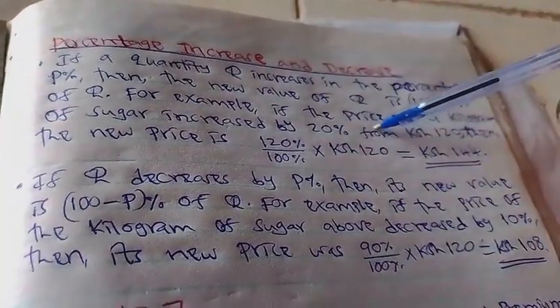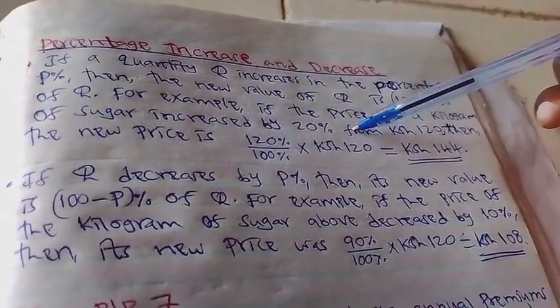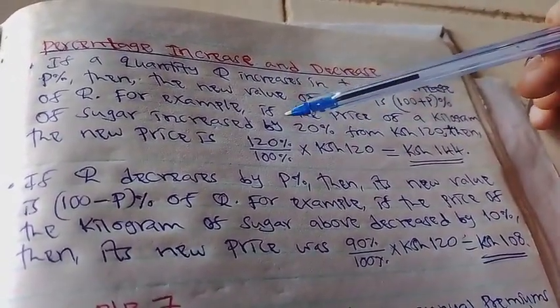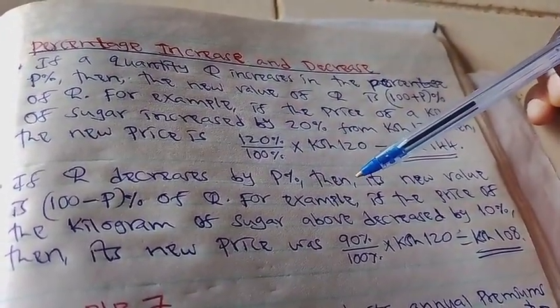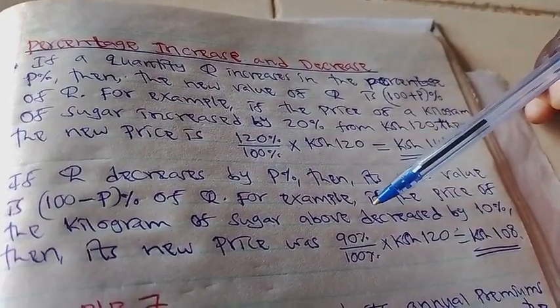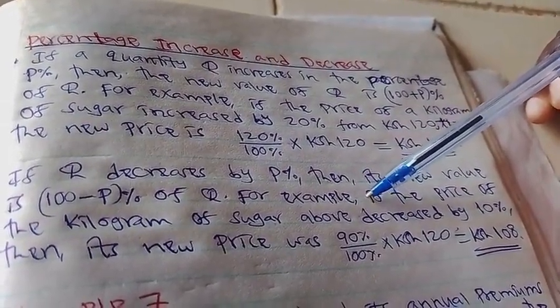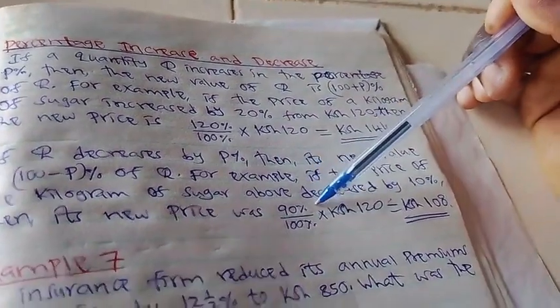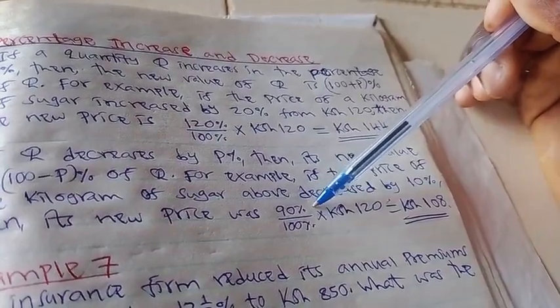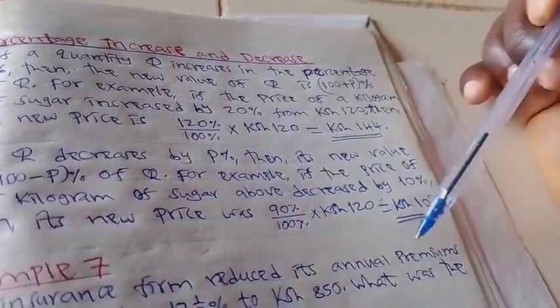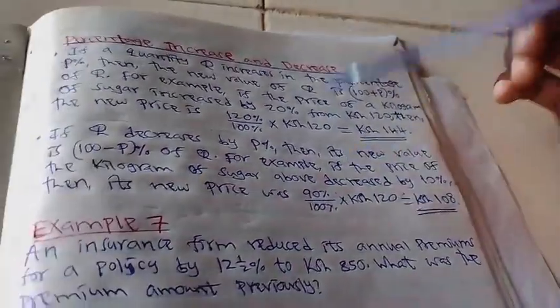If Q decreases by P percent, then its new value is 100 minus P percent of Q. For example, if the price of the kilogram of sugar above decreased by 10%, then its new price is 90, which is 100 minus 10, over 100% times 120, that's 108 shillings.